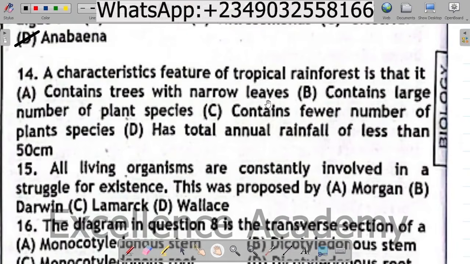Question 14. A characteristic feature of tropical rainforest is that it: A. Contains trees with narrow leaves. B. Contains large number of plant species. C. Contains fewer number of plant species. D. Has total annual rainfall of less than 50 centimeters. The correct option is B. Contains large number of plant species.